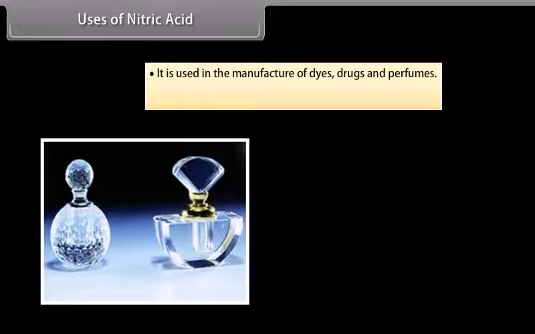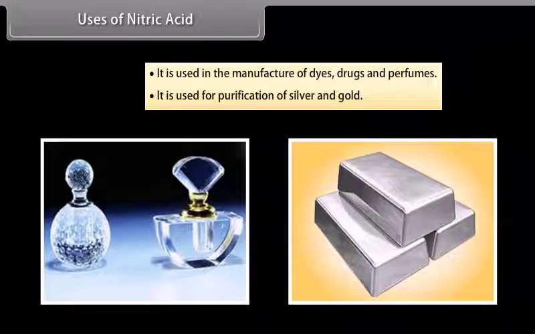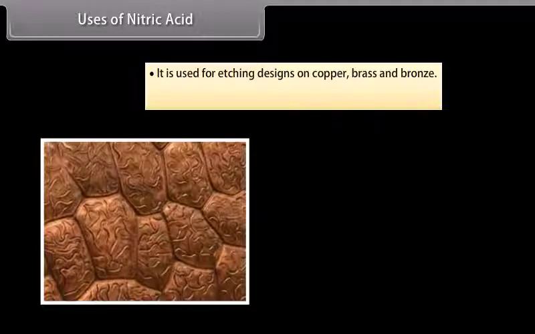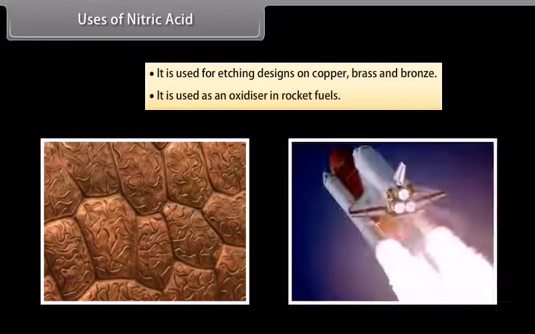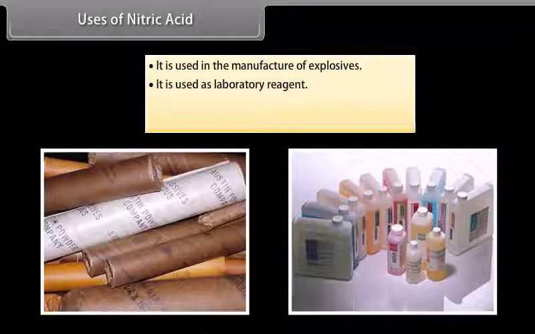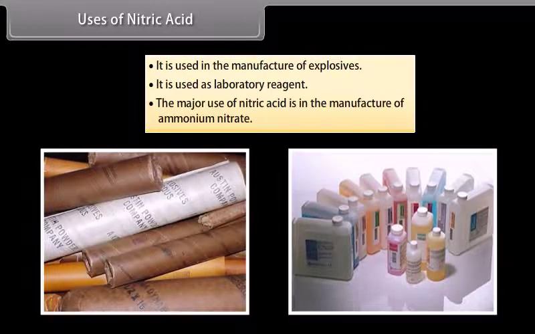Uses of nitric acid. The important uses of nitric acid are the following. It is used in the manufacture of dyes, drugs and perfumes. It is used for purification of silver and gold. It is used for etching designs on copper, brass and bronze. It is used as an oxidizer in rocket fuels. It is used in the manufacture of explosives. It is used as a laboratory reagent. The major use of nitric acid is in the manufacture of ammonium nitrate.